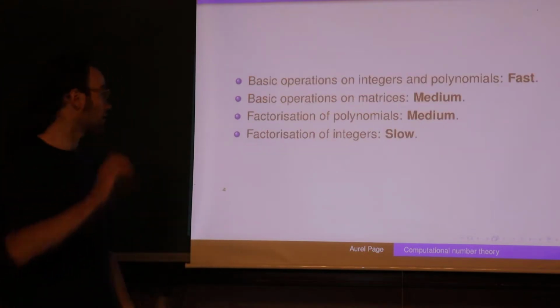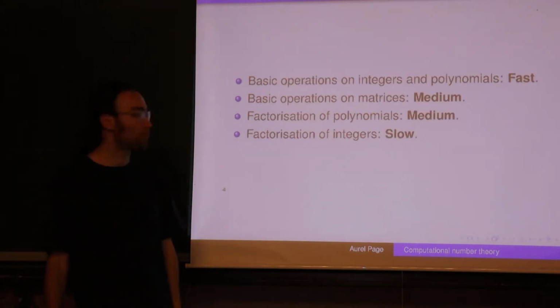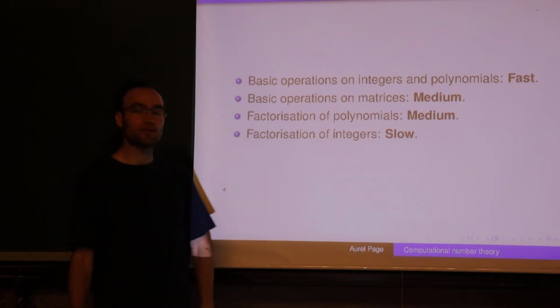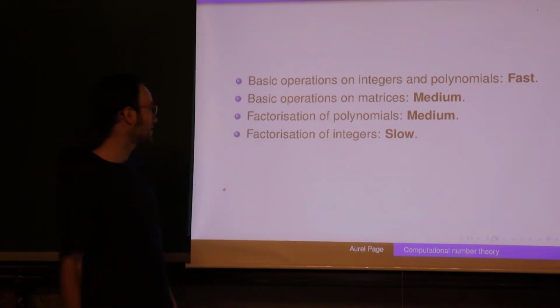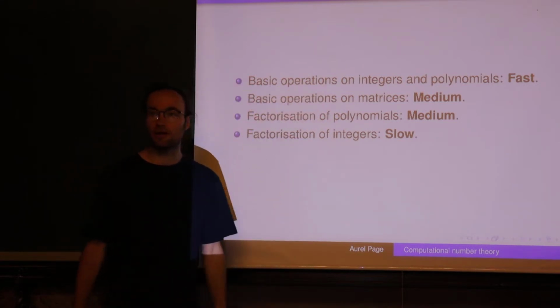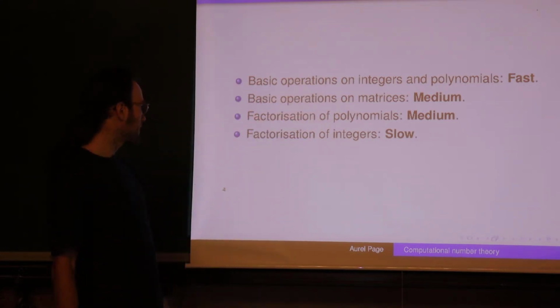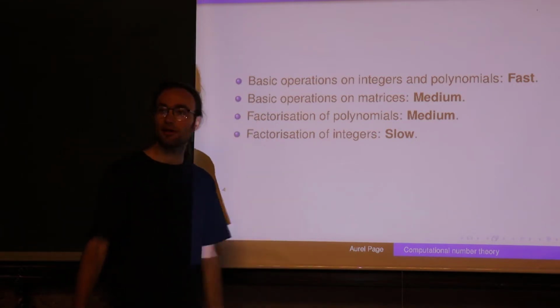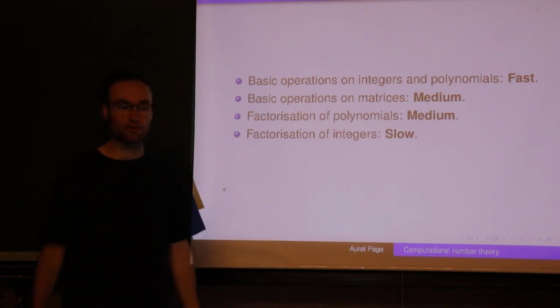We discussed complexity for various arithmetic operations: basic operations on integers and polynomials are fast, basic operations on matrices, and factorization of polynomials can be done in polynomial time, and factorization of integers. This is harder. We only have slow algorithms for that.